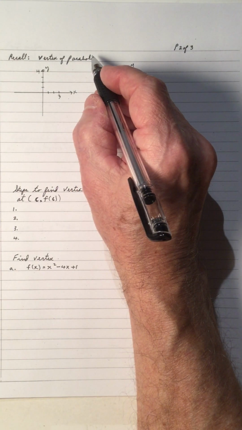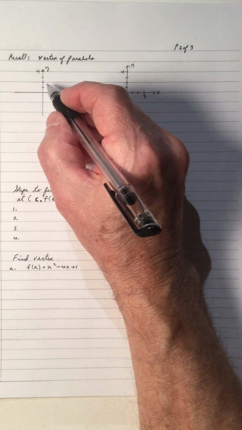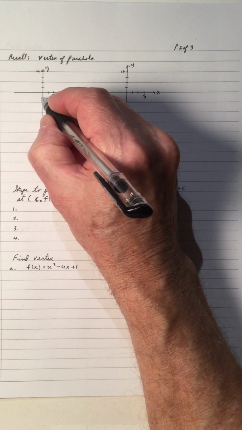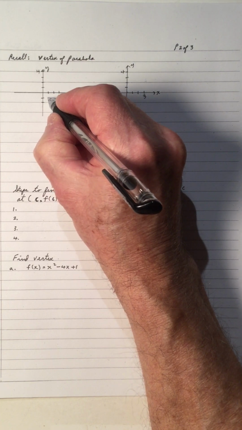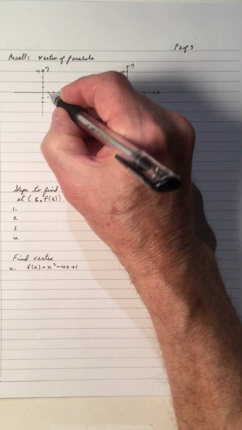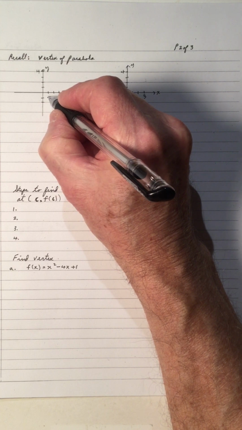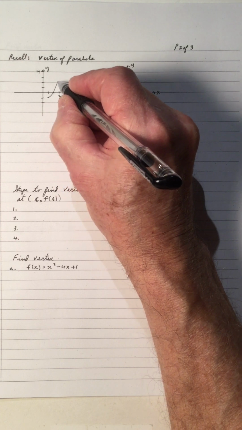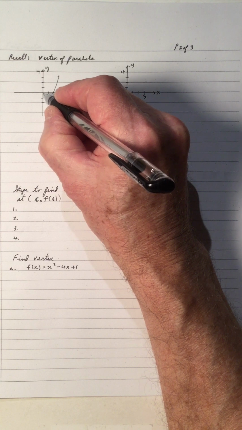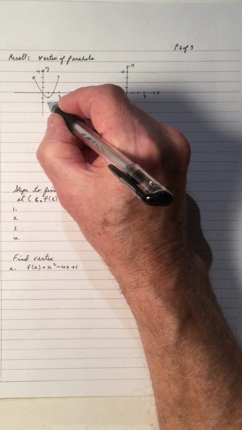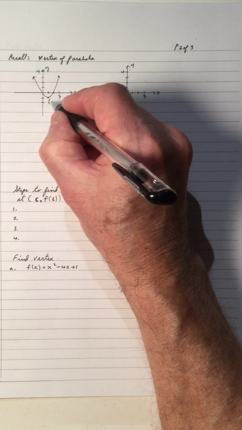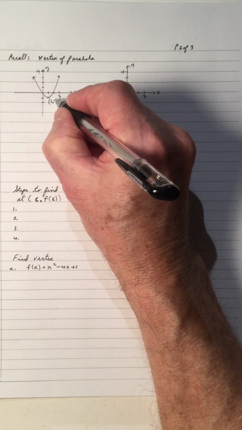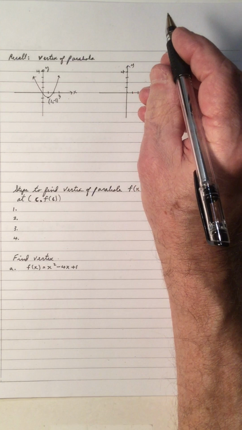Recall the vertex of a parabola. So let's draw a parabola. Let's make the parabola have a vertex of (1, -1). So the vertex of this parabola is (1, -1). I'm going to draw the parabola opening upward. So the vertex is the peak point. Notice this is the minimum point, and the vertex is x is 1, y is -1.